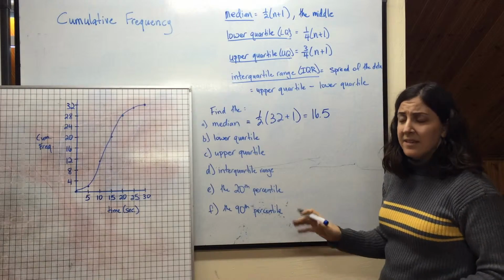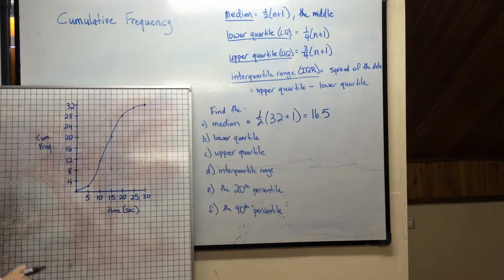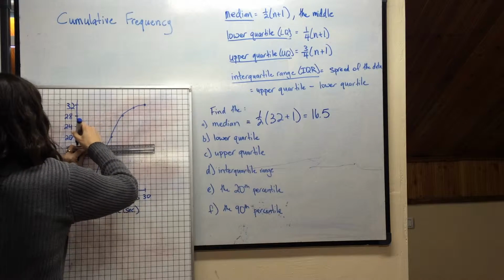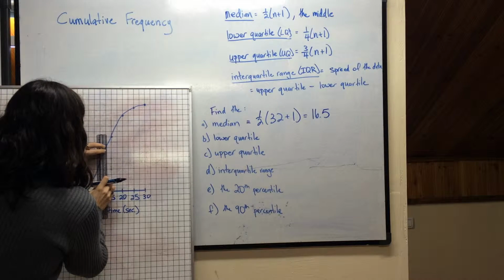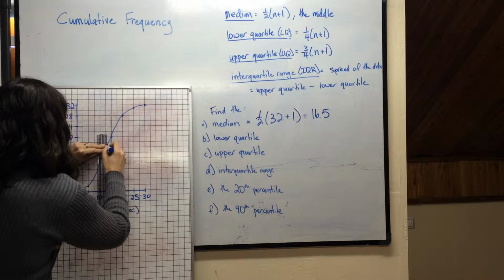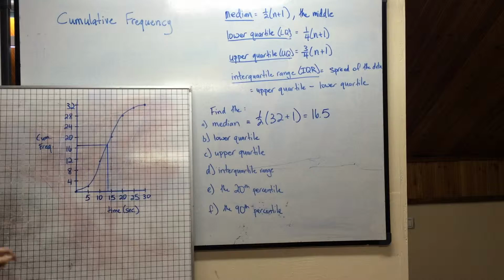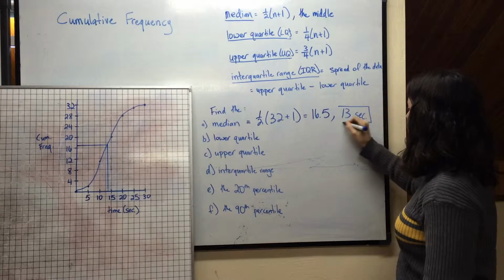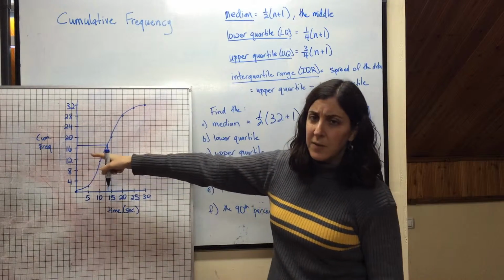That does not give us the answer. What that does is that gives us what we want to look at on the graph. So we want to go to 16.5, so it's a little above 16. We want to draw a line to the graph, and then we want to go down in a straight line to the x-axis. In this case, mine's a little bit thick, but we'll call this 13. So the median is going to be 13 seconds. Again, this value just told us what the cumulative frequency value is that we need to be looking at.